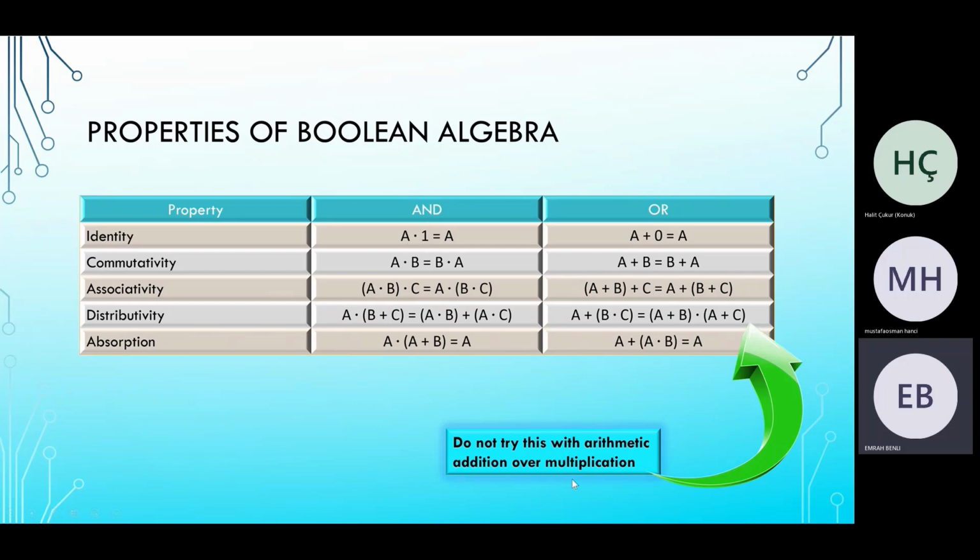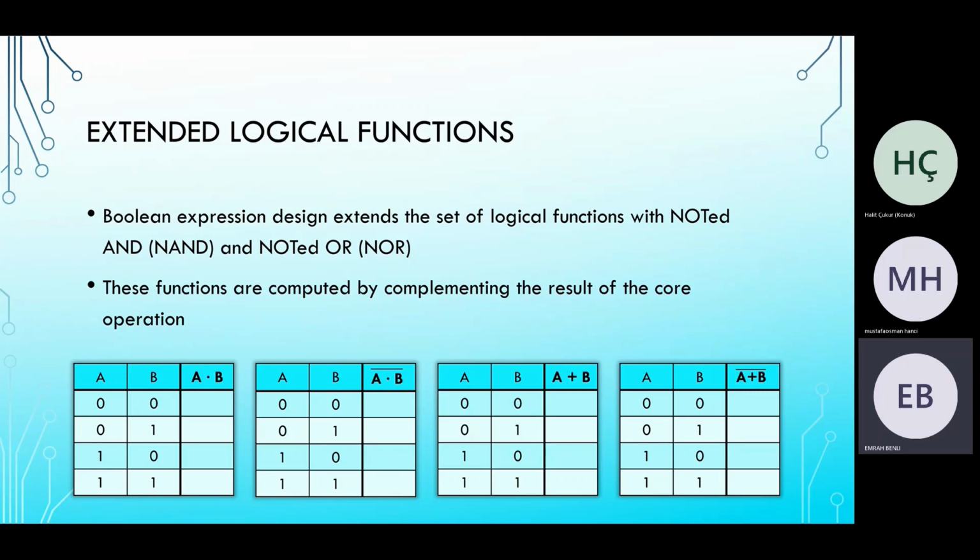So after that, okay, then we have extended logical functions also. How we can have them? This is with the Boolean expression. For the Boolean expression, we can have extended logical function by using not. So not AND will be NAND, and not OR will be NOR. So these functions are computed by complementing the result of the core operation.